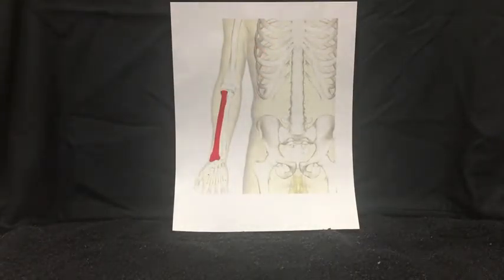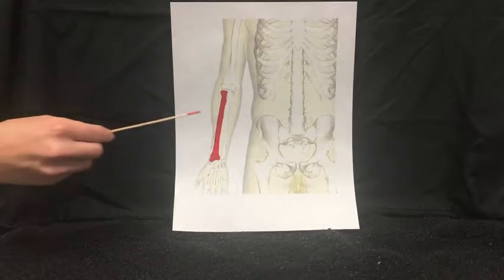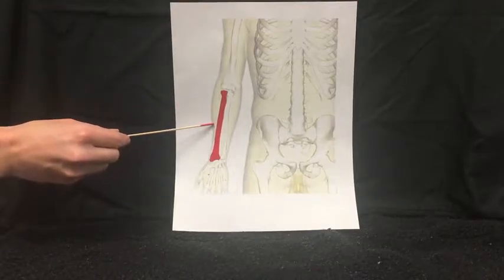When standing in anatomical position with palms facing anteriorly and thumbs directed away from the body, the radius is located on the lateral aspect of the forearm.